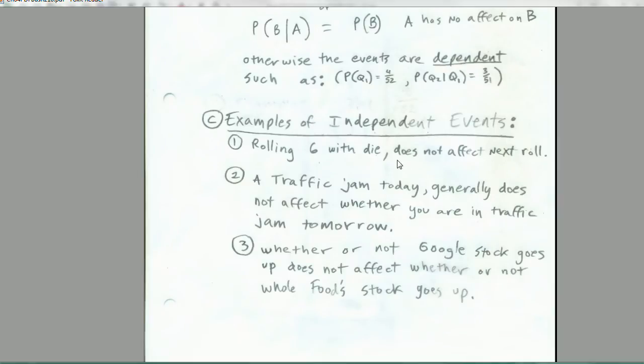A traffic jam today generally does not affect whether you are in a traffic jam tomorrow, meaning you didn't get in some horrible accident, right? You're just sitting in traffic, right? That's not going to have any effect on tomorrow. And we'll do calculations on probability of getting in traffic later in the class. Whether or not Google stock goes up does not affect whether or not Whole Foods stock goes up. Those two events are independent.